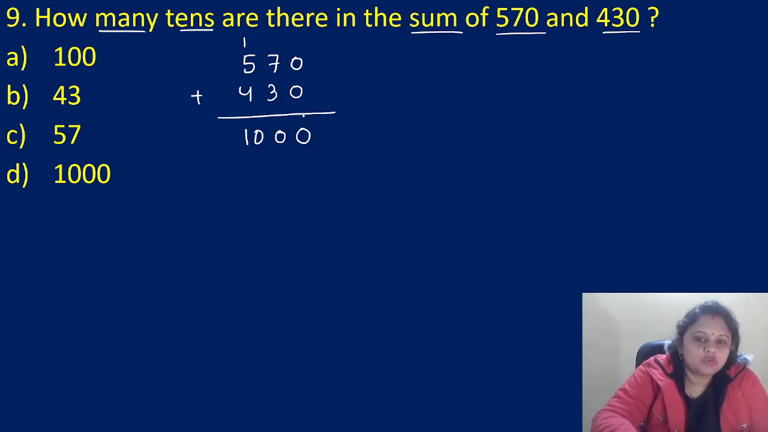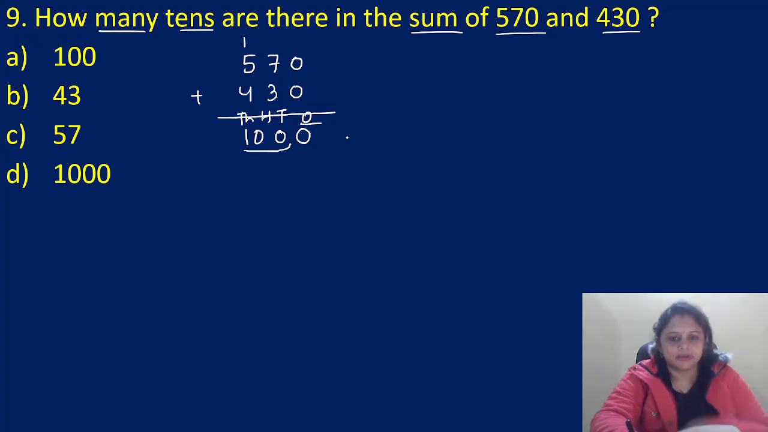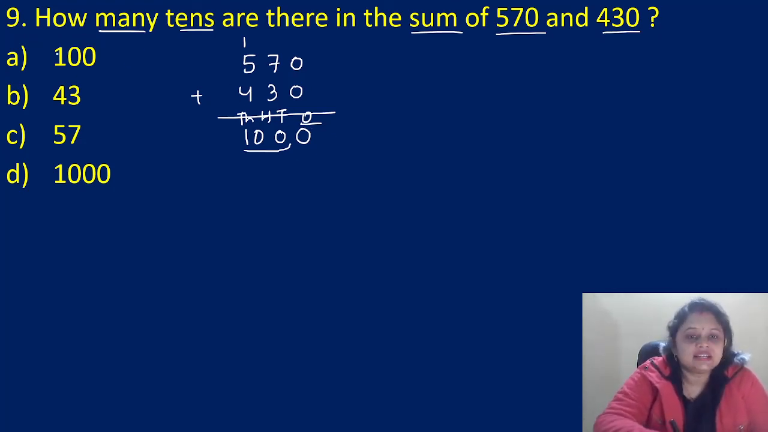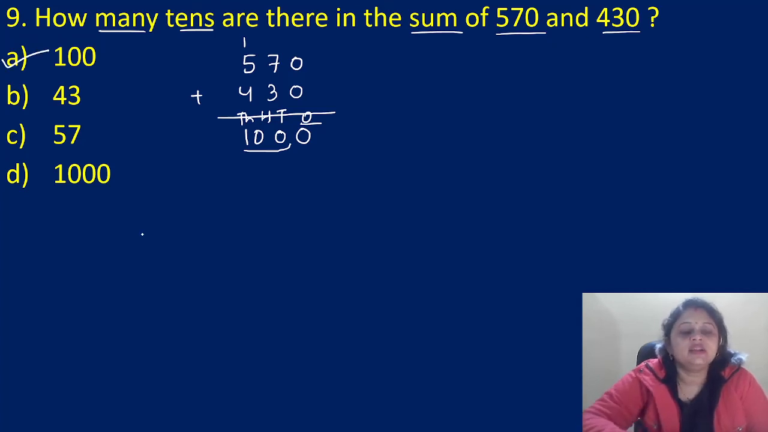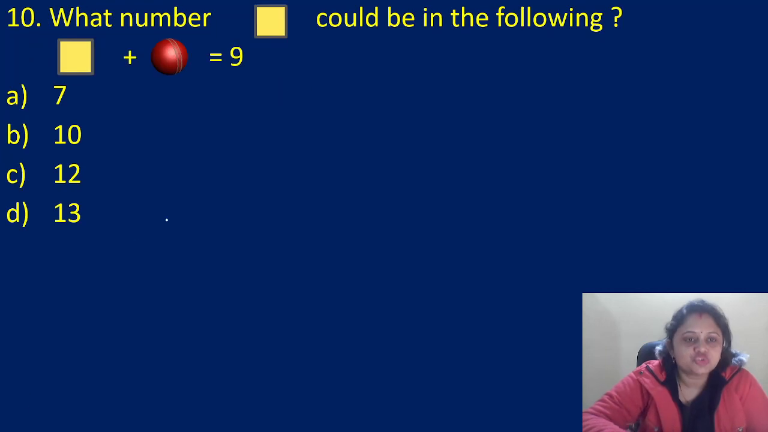So here in ones place 0 is present, and here 10, 100, 1000. So in tens place totally what number is present? That is 100. Okay, you can see that there are 100 tens in 1000. So what is the correct answer? Correct answer is option A, that is 100. Okay, got it? Let's move to the next question.